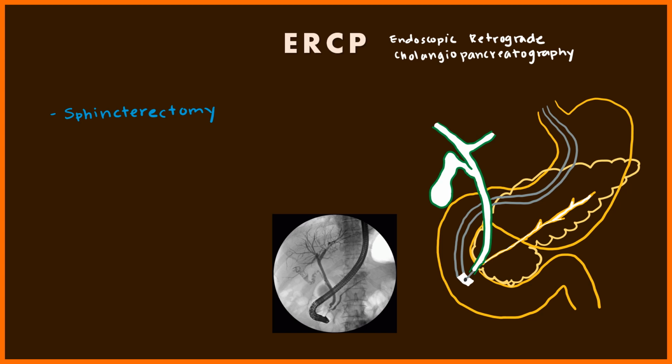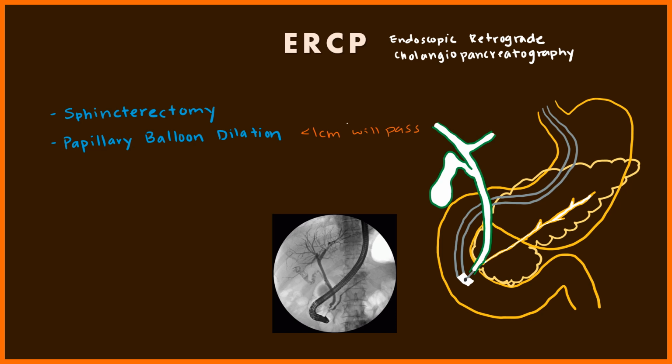Oftentimes that doesn't work, and so what they'll typically have to do is what's called a papillary balloon dilation. A papillary balloon dilation is very similar to stenting the coronary arteries, in the sense that they'll put in a little stylus that has a balloon around it, inflate the balloon to dilate the sphincter of Oddi, and then hopefully with that dilation, the stone will travel downwards. If the stone is less than 1 centimeter, it'll pass. So only stones less than 1 centimeter typically pass with this.